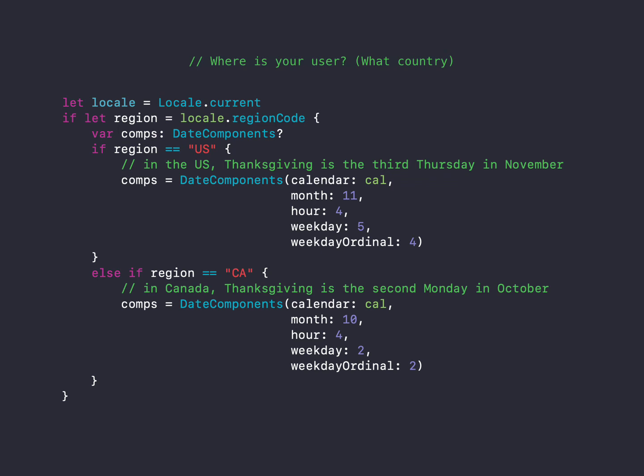In Canada, they celebrate Thanksgiving on the second Monday in October. In the US, they celebrate on the third Thursday of October. Actually, that's a typo. It's the fourth Thursday. The code is right. The comment is wrong, which is usually the way it is.